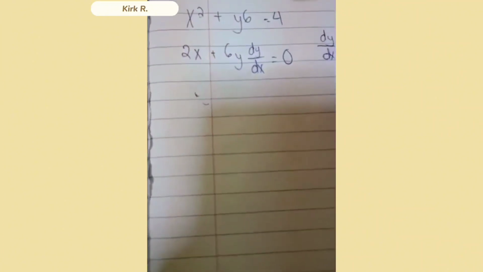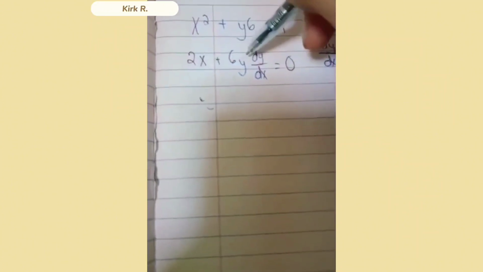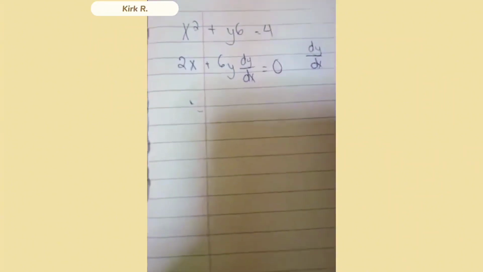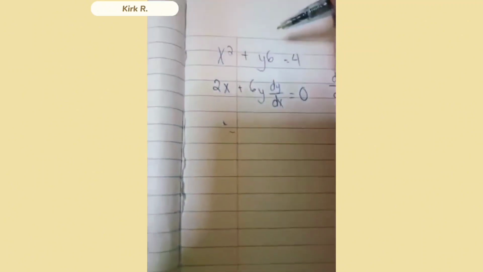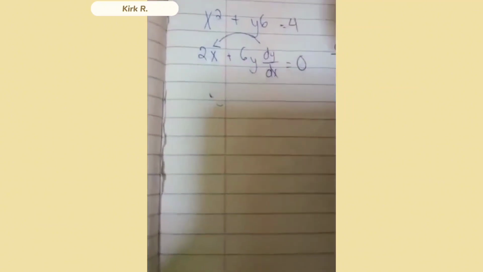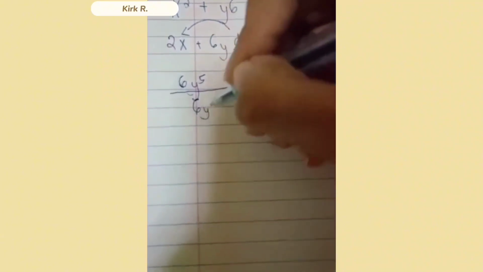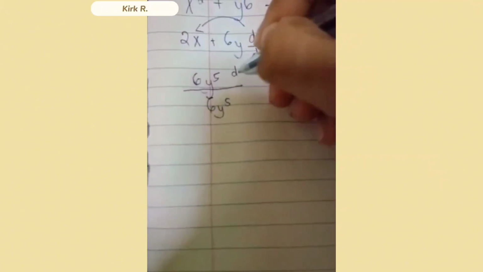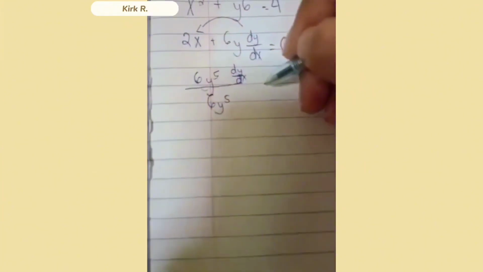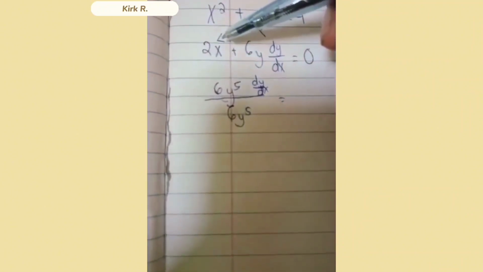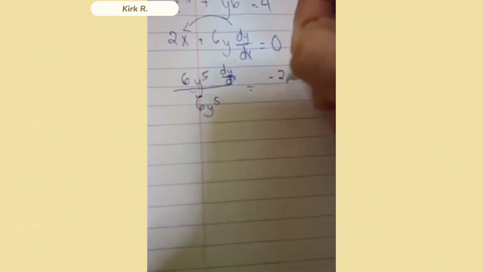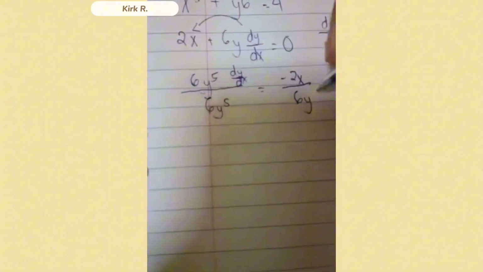You'll be wondering why naging 2x at 6y ang ating given. So, we're gonna see the fourth step. First, we're gonna reciprocate the two equations. So, firstly, it's gonna be 6y to the 5th power over 6y over the 5th power at dy over dx is equals to, of course, ating reciprocate yung 2x, so it's gonna be negative 2x over 6y to the 5th power.